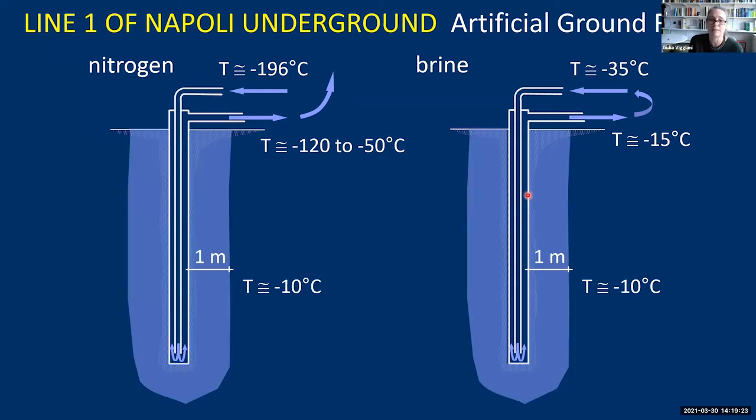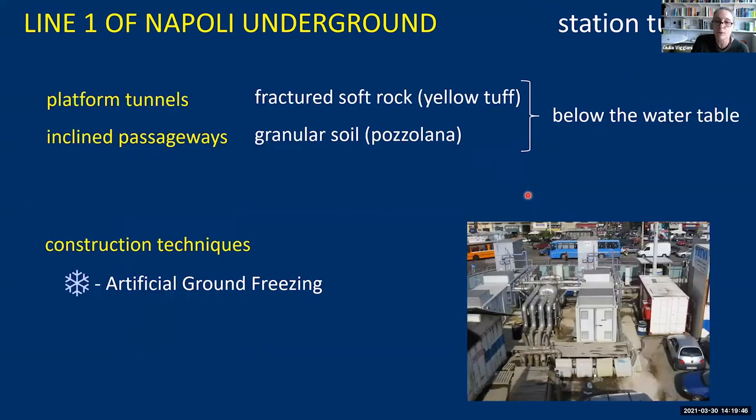In this case of Napoli underground, the designer required a frozen wall of 1 meter thickness, which is conventionally defined as the volume of soil that is at the temperature of less than minus 10 degrees centigrade. So they wanted a frozen wall of 1 meter thickness before any excavation could be carried out under the protection of this frozen wall. In Napoli, both brine and nitrogen were used.